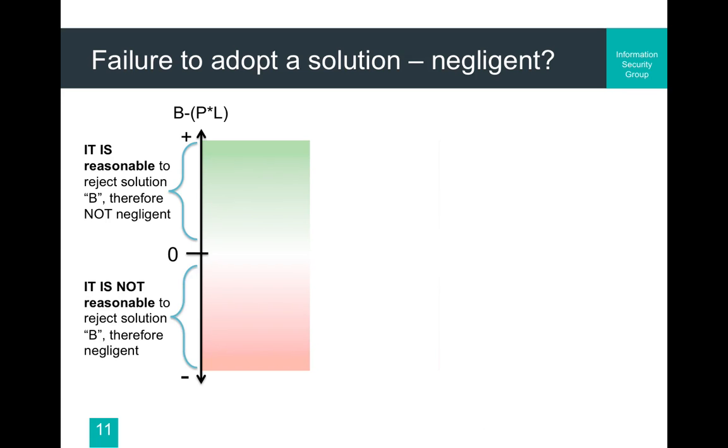Whereas, if the number that's produced in this analysis is negative, it is no longer reasonable. It is not reasonable to reject the solution, and rejecting the solution is negligent. If we think about a decision made by a tugboat operator, not in 1928, let's think about the year 1900 or 1895.